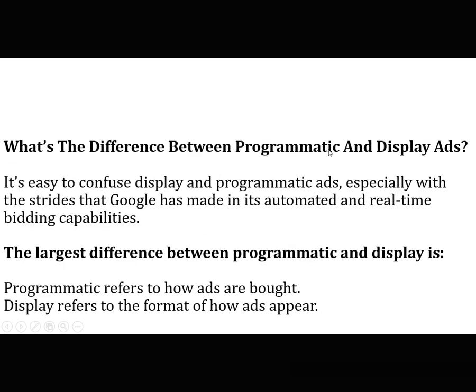So what is the difference between programmatic and display ads? It's easy to confuse display and programmatic ads, especially with the strides that Google has made in its automated and real-time bidding capabilities. The largest difference between programmatic and display is that programmatic refers to how ads are bought. Display refers to the format of how ads appear. So display ads can be programmatic, but programmatic ads are not only display ads, they can be video ads also, they can be audio ads also.